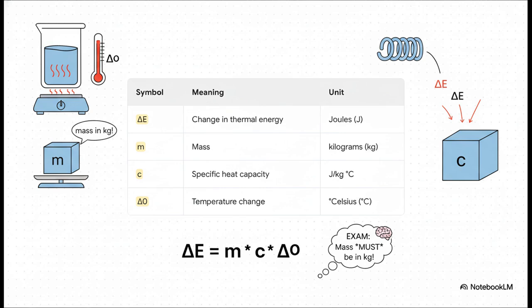This one will be on your formula sheet, so you don't need to memorize it, but you do need to know how to use it. It tells us that the change in energy is just the mass of the stuff times its specific heat capacity times how much the temperature changed. Oh, and here's a massive exam tip. Your mass has got to be in kilograms. They love to trip people up with that one.